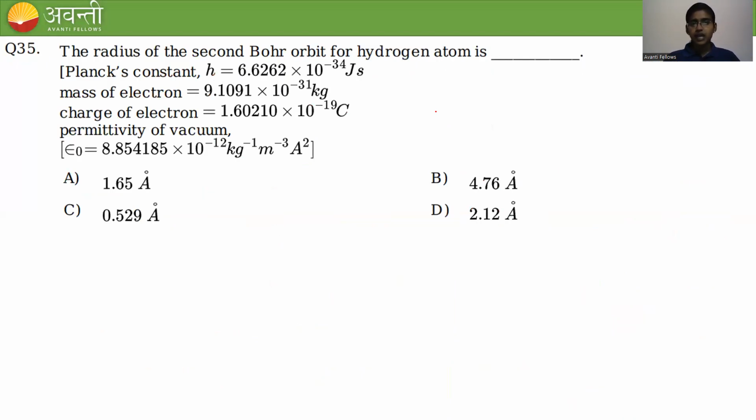The radius of the second Bohr orbit for hydrogen atom is dash. The Planck's constant, mass of the electron, charge of the electron, and permittivity of vacuum, everything is given to us, and we have to find out the second Bohr orbit radius. So we know that the radius for hydrogen and hydrogen-like species can be calculated by the formula 0.529 into n square by Z angstrom.